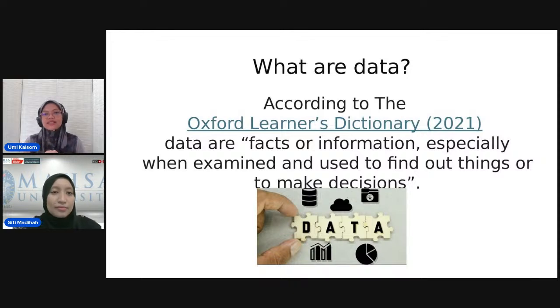First, what is data? We go to the basics. According to the Oxford Learner's Dictionary, data are facts or information, especially when examined and used to find out things or to make decisions. And bear in mind, data is not necessarily true. So we need to analyze it, not just take it as is.